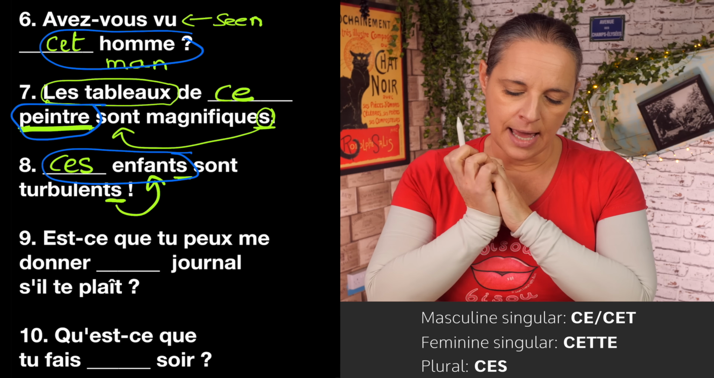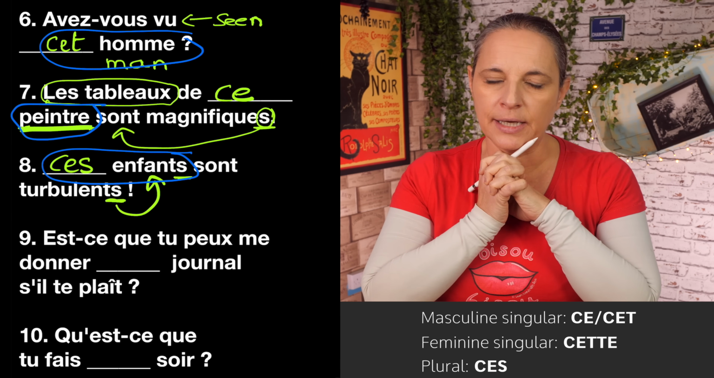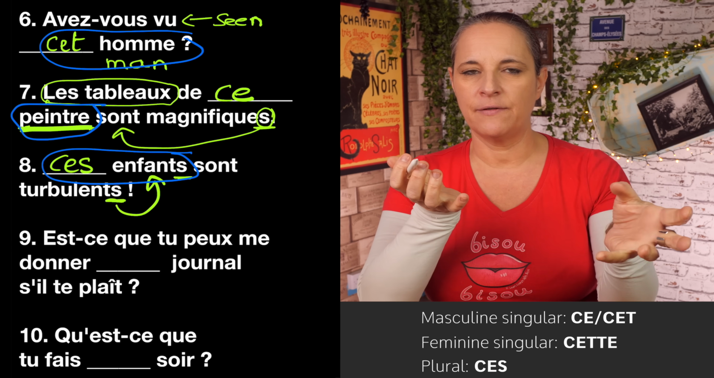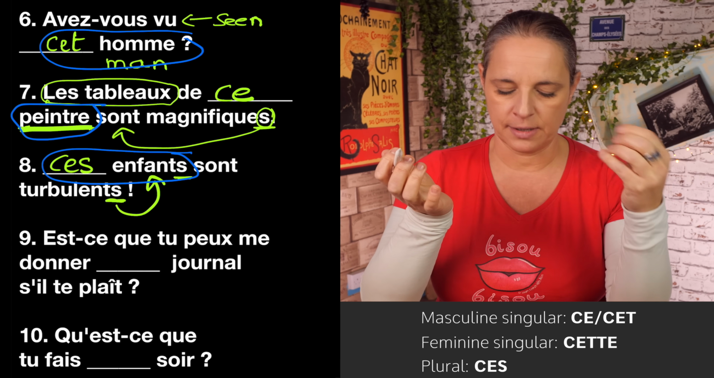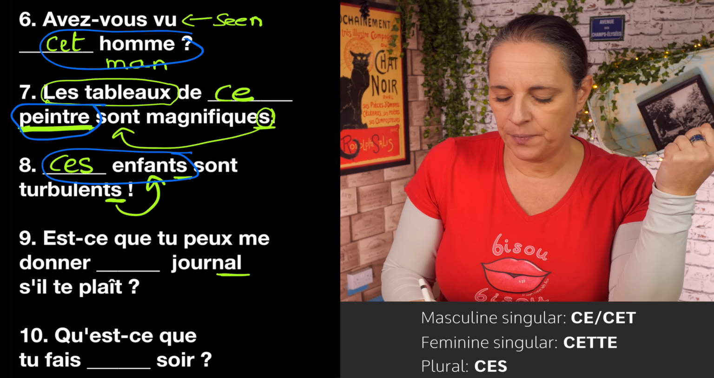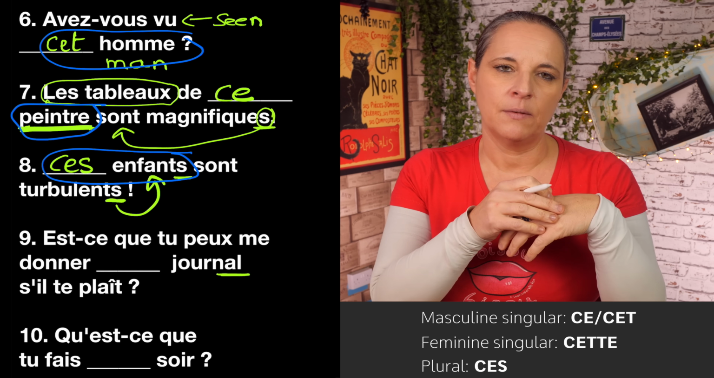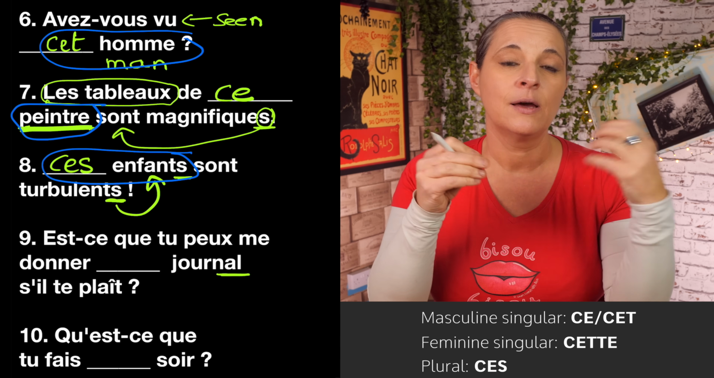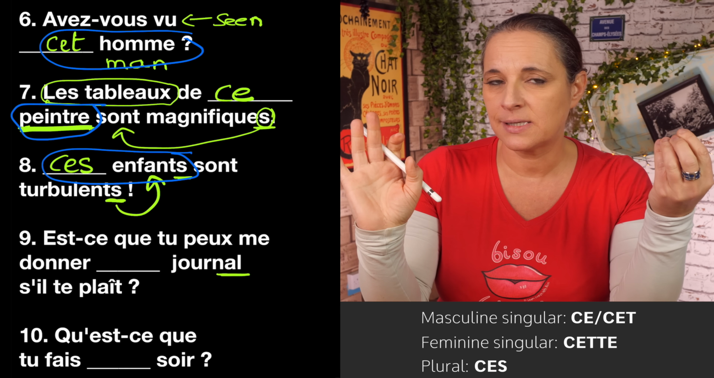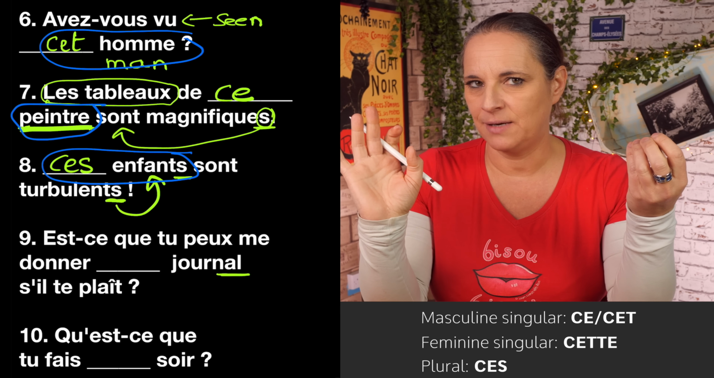Now the next one. Est-ce que tu peux me donner, and then journal, s'il te plaît. Now, donner means to give. So we're asking someone to give me what? This journal. Journal is a newspaper. Journal ends with AL, so it is likely to be masculine. It doesn't have an S. It's not plural. So is it ces or cet?